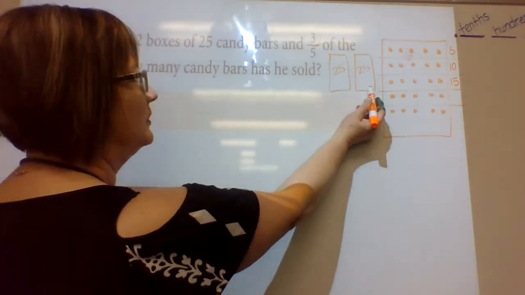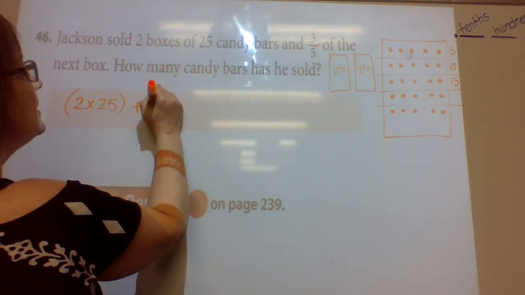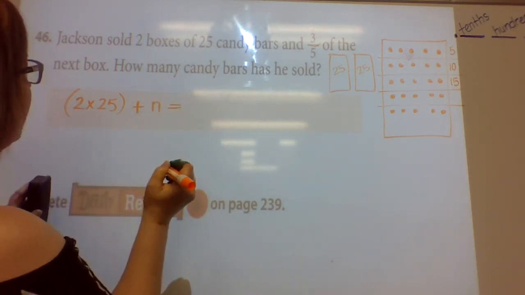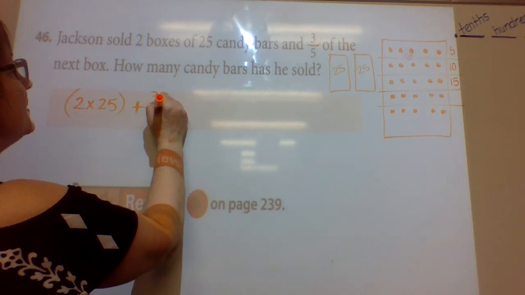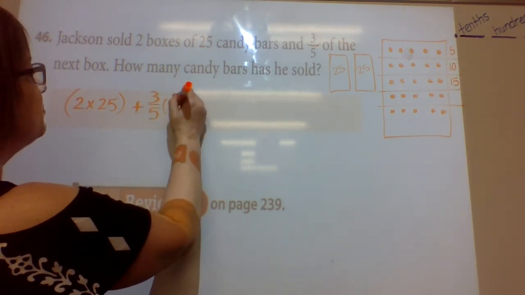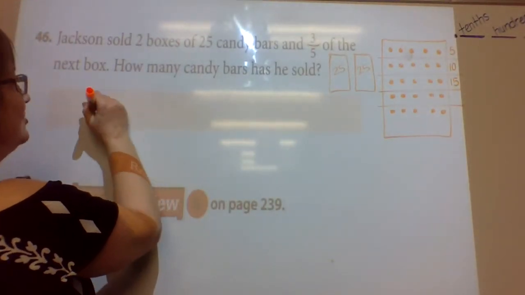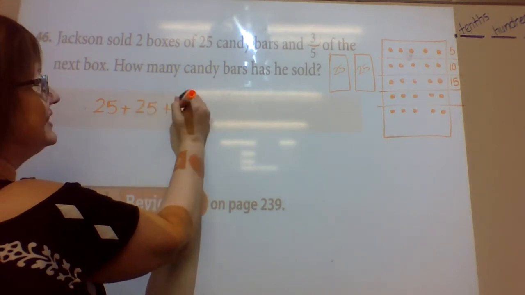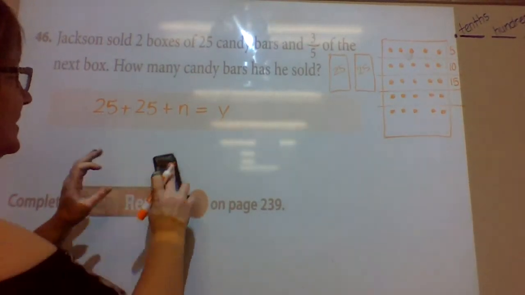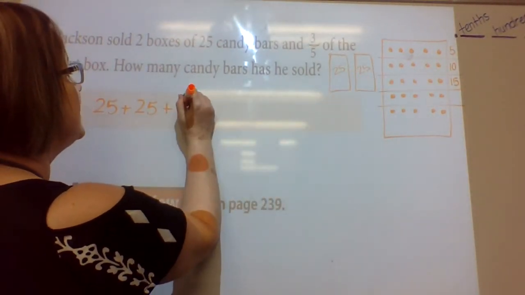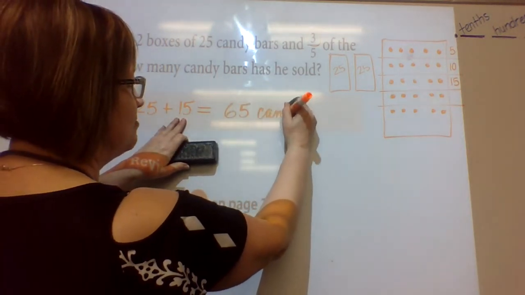Okay, that's these 2. Plus n equals, no, I guess we'd have to write plus 3/5 of, oh boy, let's just write the answer. I'm getting into stuff we haven't talked about. Okay, so let's just do this. 25 plus n equals y, because we have 2 unknowns. Nope, let's not do that either. Plus 15 equals 50, 65. I'm trying to make this as simple as we can.